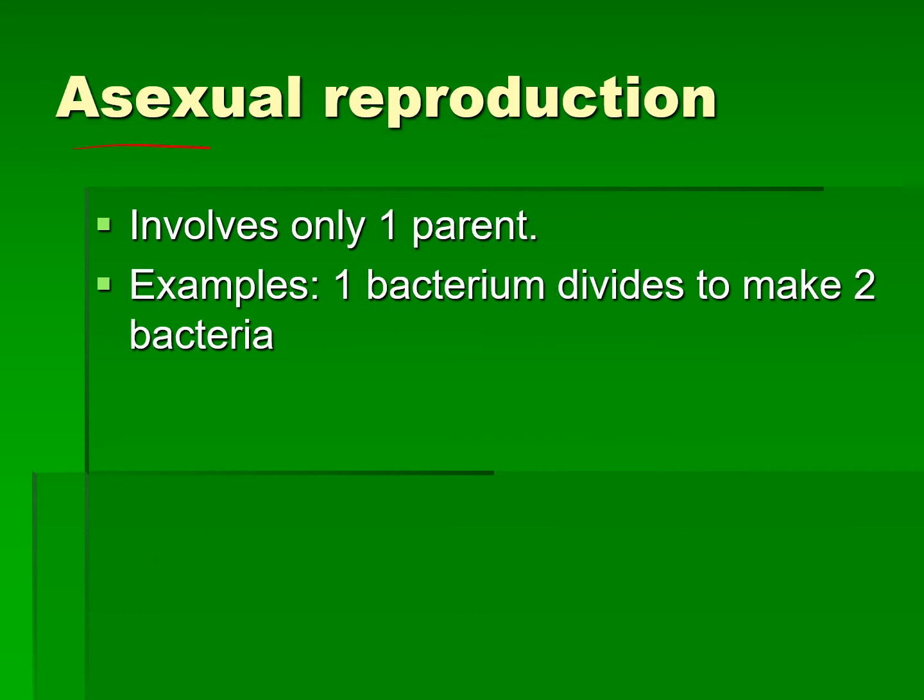Sexual reproduction is one way animals reproduce. The other is asexual reproduction. Asexual reproduction is reproduction not involving sex. This only involves one parent. Remember, this is done through mitosis, right? Not meiosis, it's mitosis. An example is one bacteria dividing into two, making exact copies of themselves.